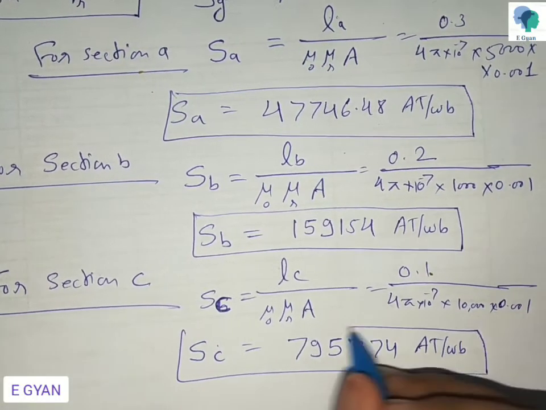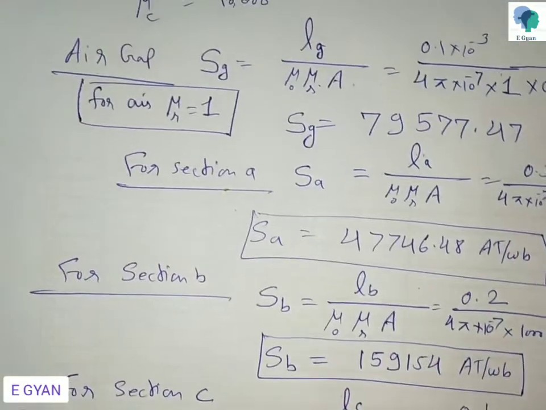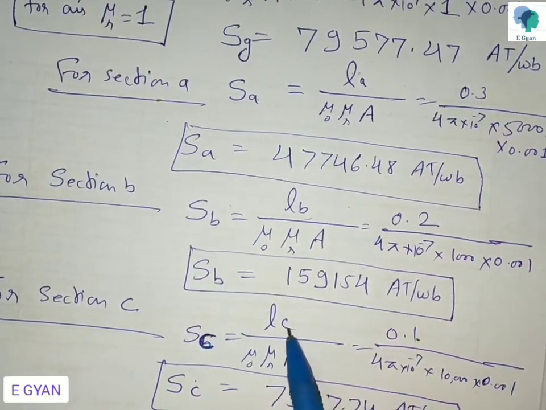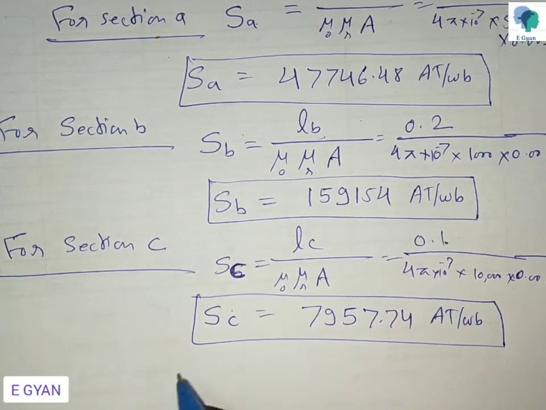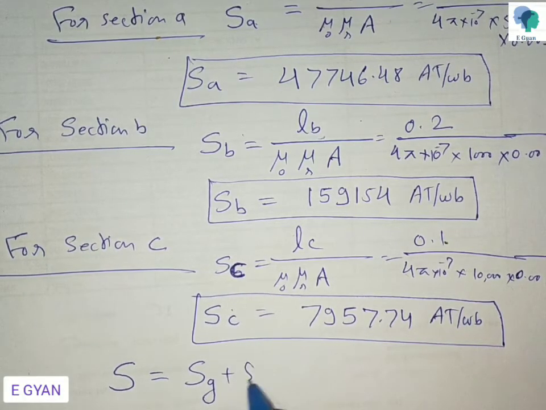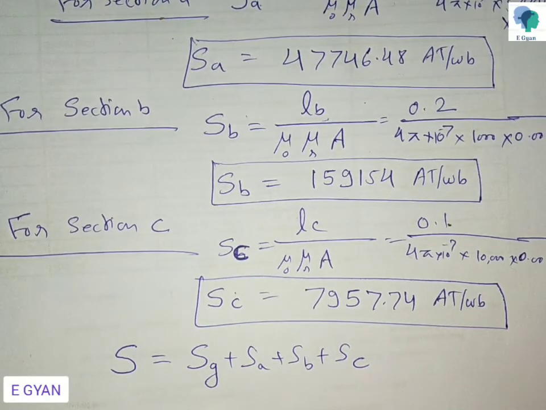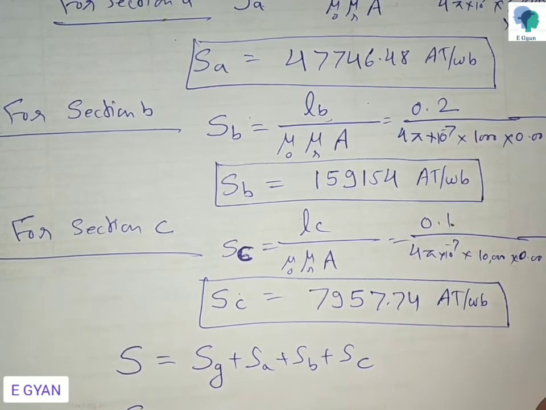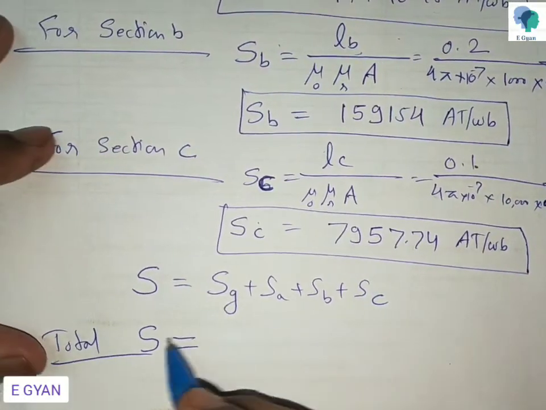So in this way, by using the formula S is equal to L upon mu 0 mu r A, we can calculate S for the air gap, S for A, S for B, and S for C in a similar manner. Same formula, same method. So we have calculated the reluctance for each section. The total reluctance is S_G plus S_A plus S_B plus S_C. Just add all the reluctances and we can calculate the total reluctance.